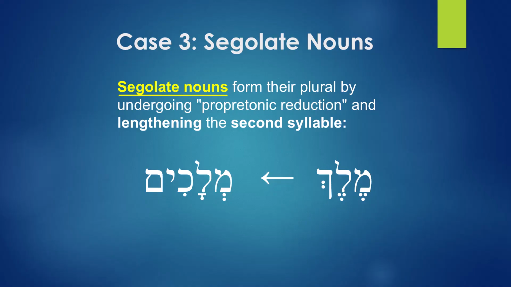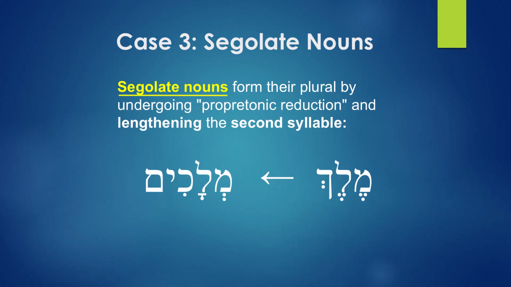Now let's come to case number 3. We're saying segolate nouns form their plural by undergoing propretonic reduction and lengthening the second syllable. So segolate nouns also undergo propretonic reduction, but on top of that, they lengthen the second syllable.